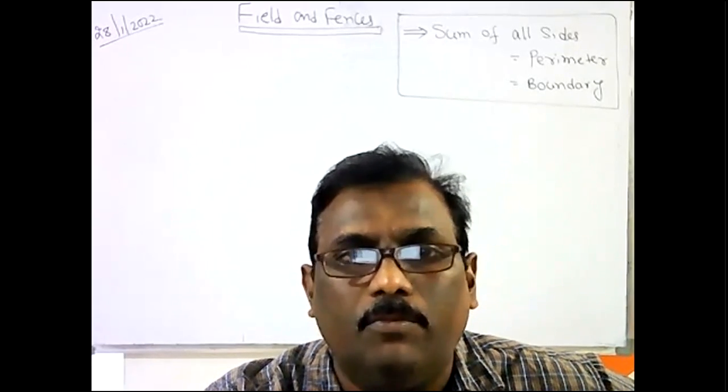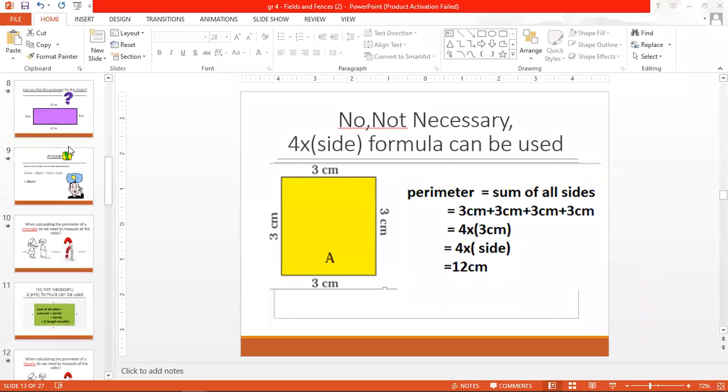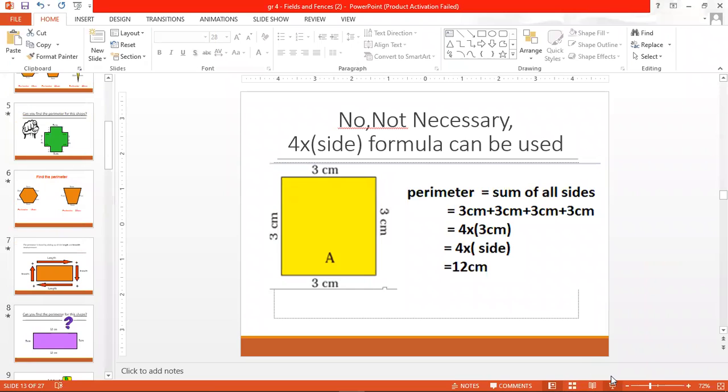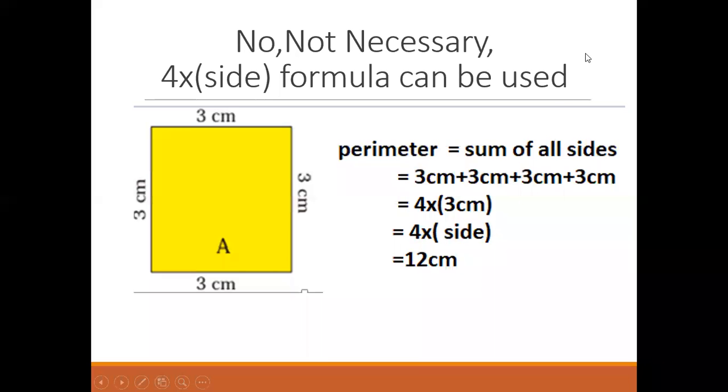Last class, field and fences, we started. We did a few questions and one worksheet also I shared in the last class. Field and fences, one worksheet shared. That also you are supposed to complete in 2 days, almost a week over.